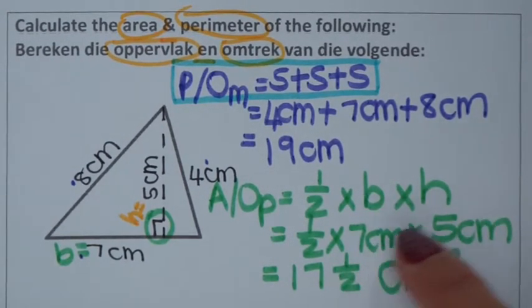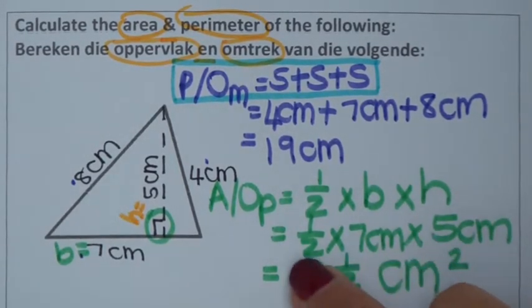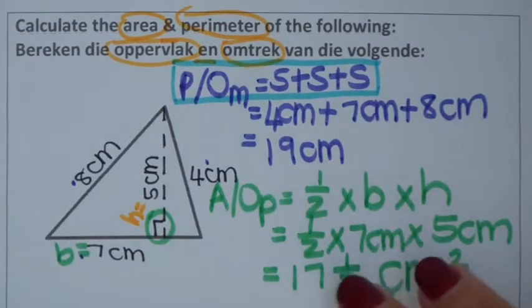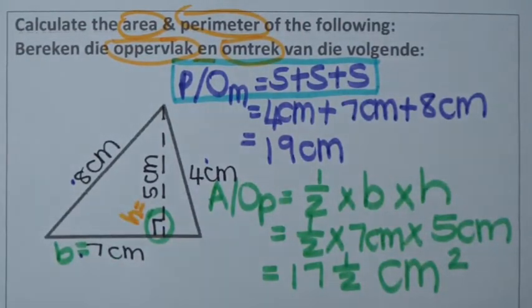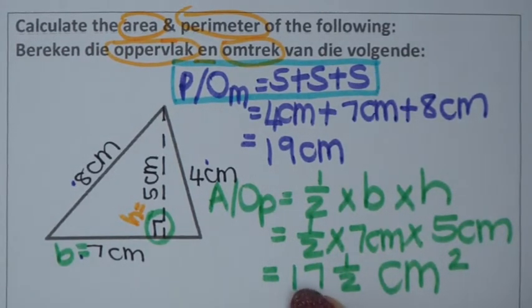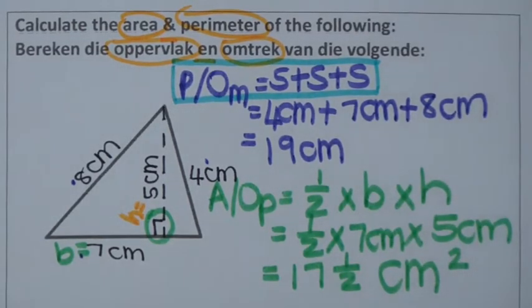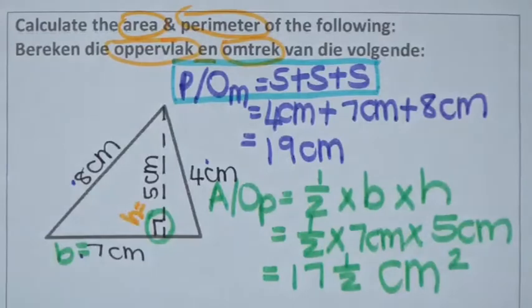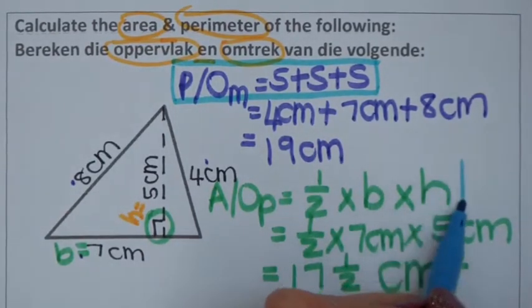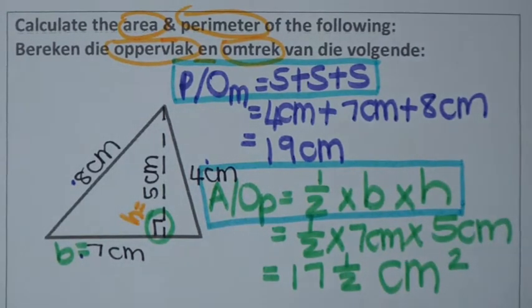So, laat ek jou wys hy pas mooi in. Ek maal altyd die laaste 2 eers, die basis maal die hoogte is 35. Nou, as ek iets maal met 'n half, dan deel ek hom eintlik. So 35 gedeel deur 2. Wat is die helfte van 35? Want ek maal hom met 'n half. En wat is die helfte van 34? Dis 17. So wat is die helfte van 35? 17 en 'n half vierkante centimeter. Okay, guys, this weird looking strange thing is vitally important. Hy is so belangrik, daai formule.